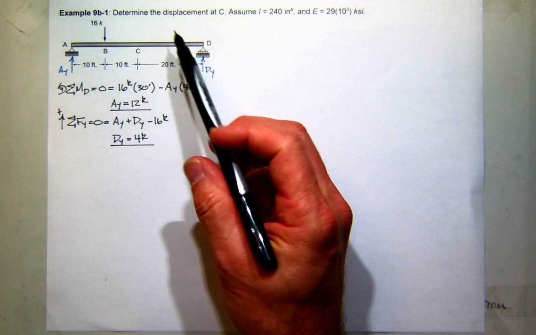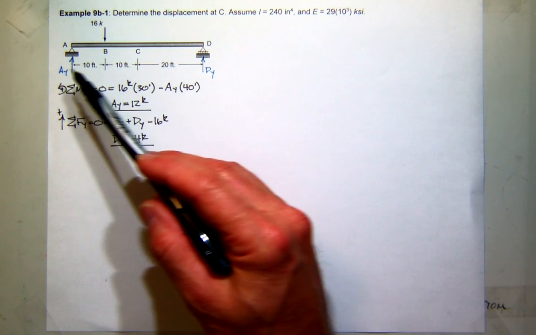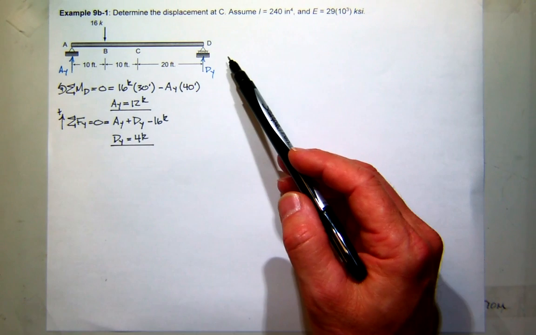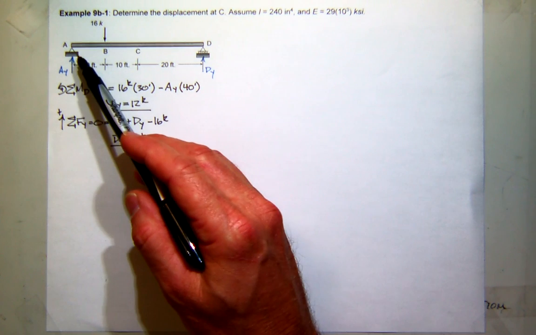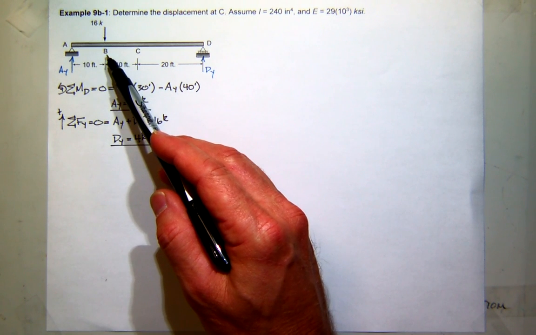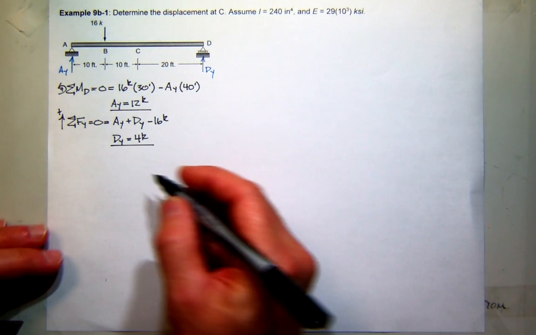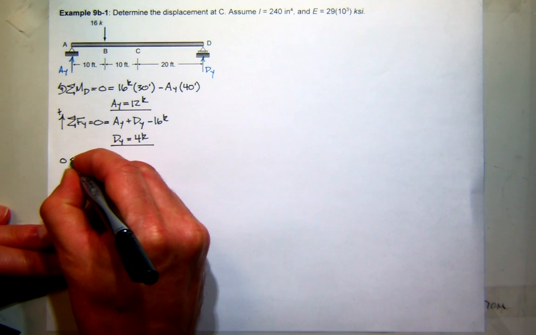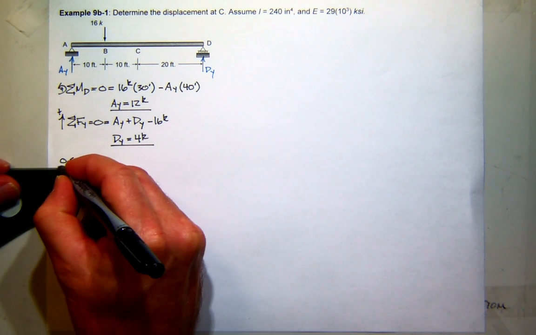So, looking at the real loading system, I need to write moment expressions for this. Can I write one moment expression that's valid for the whole structure? No. So I'll have to write one that's good from A to B, the first 10 feet, and then a second one that's good from 10 to 40. So let's start with the first one, which would be valid for the first 10 feet.